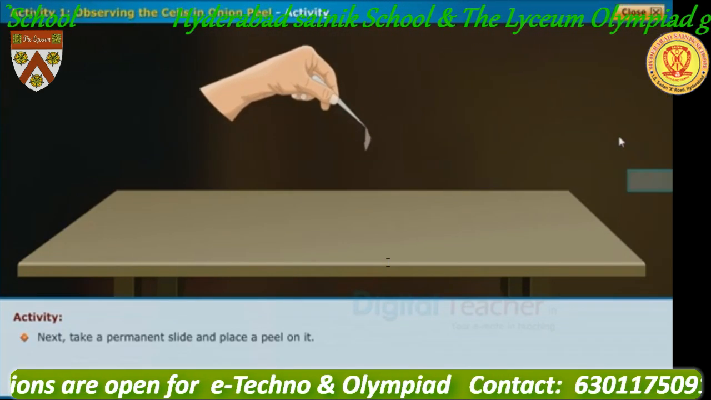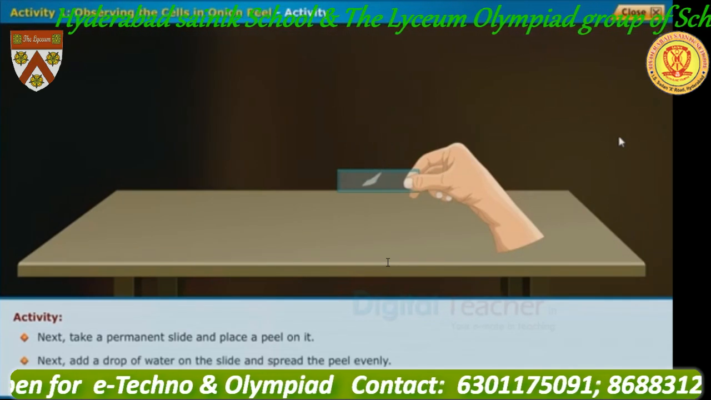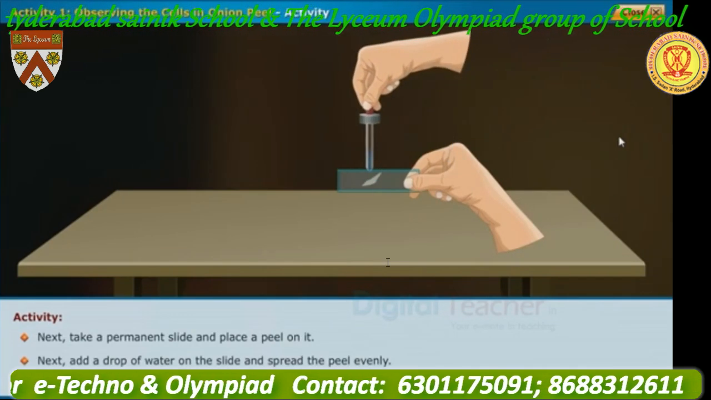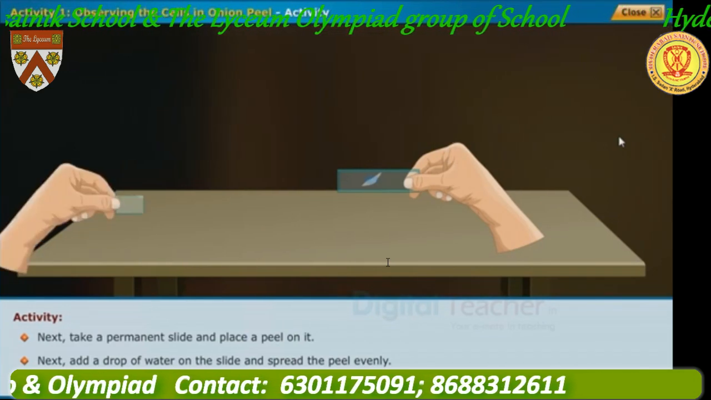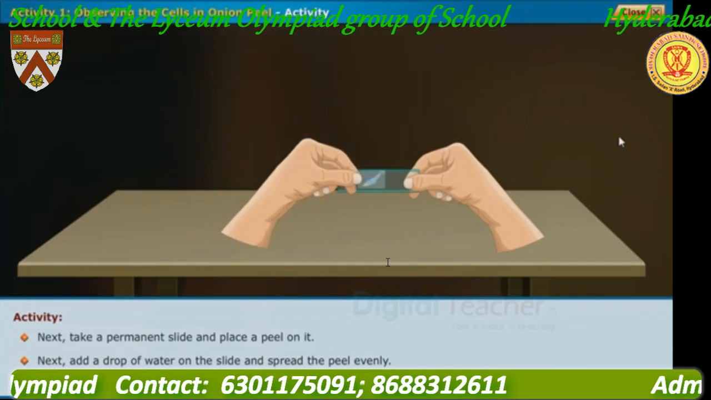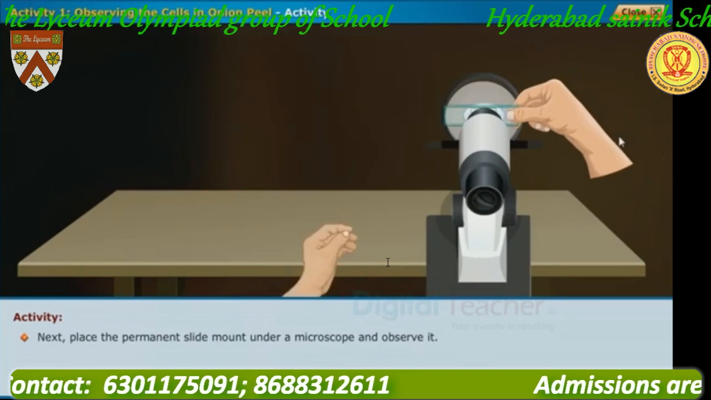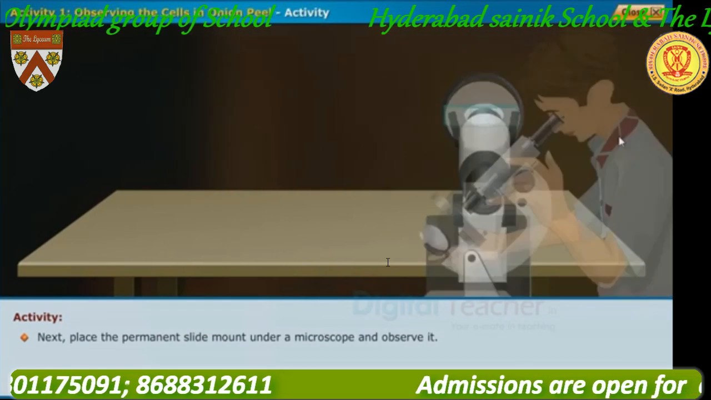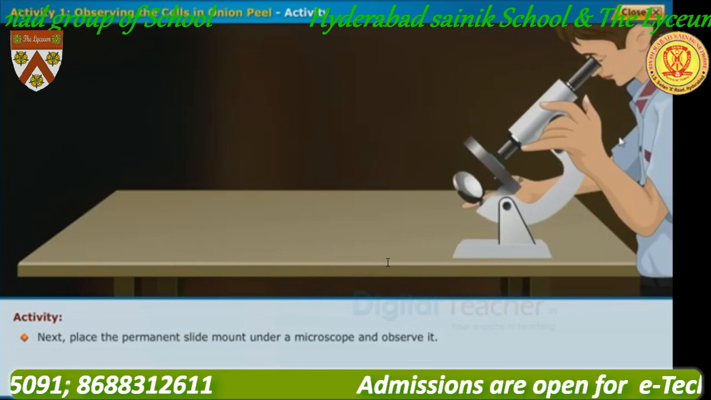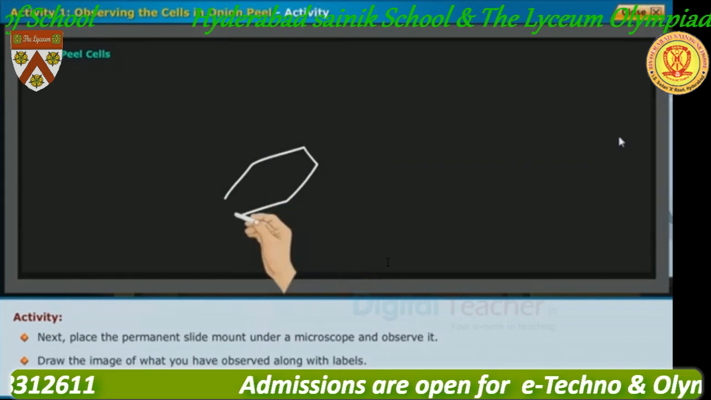Next, take a permanent slide and place the peel on it. Next, add a drop of water on the slide and spread the peel evenly. Cover the slide with a cover slip. Next, place the slide mount under a microscope and observe it. Draw the image of what you have observed along with labels.